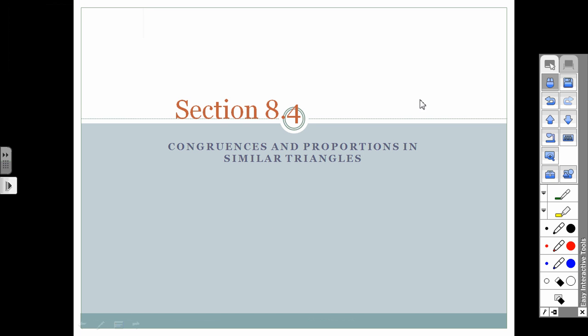All right, so here we are at section 4, talking about congruences and proportions in similar triangles. If you recall back to chapter 3, when we first learned how to prove triangles congruent, the very next section we learned about CPCTC. We all love CPCTC. Unfortunately, with similar triangles, we don't have a fancy little acronym to use like that. We actually have to state out what it is that is proportional or congruent once we've proven similar triangles.